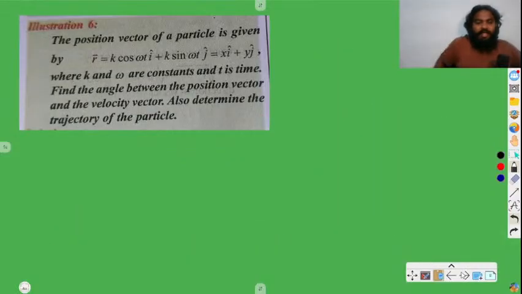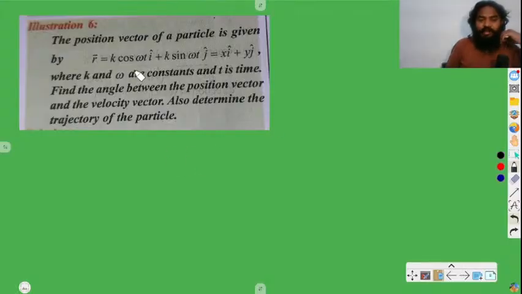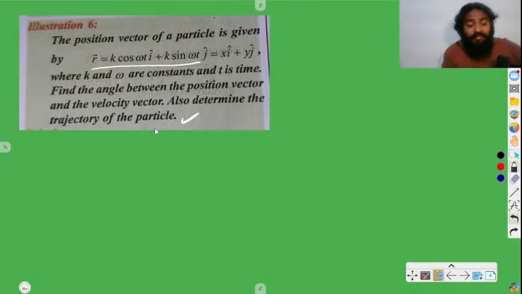Now in the next question, they have given the position vector of the particle, where k and omega are constants and t is time. Find the angle between the position vector and the velocity vector. Also determine the trajectory of the particle. Trajectory in the sense, you have to find out the path of the particle.